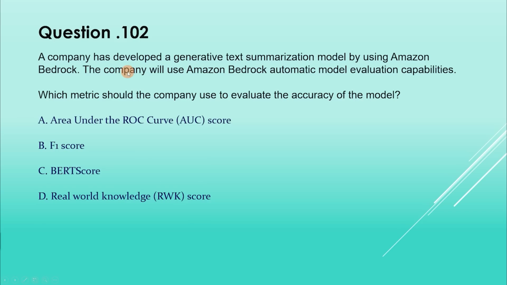Now question number 102. A company has developed a generative text summarization model by using Amazon Bedrock. The company will use Amazon Bedrock automatic evaluation capabilities. Which metric should the company use to evaluate the accuracy of the model? Here are the options: area under the ROC curve score, F1 score, BERT score, real world knowledge score. So take your time to guess the correct answer again.